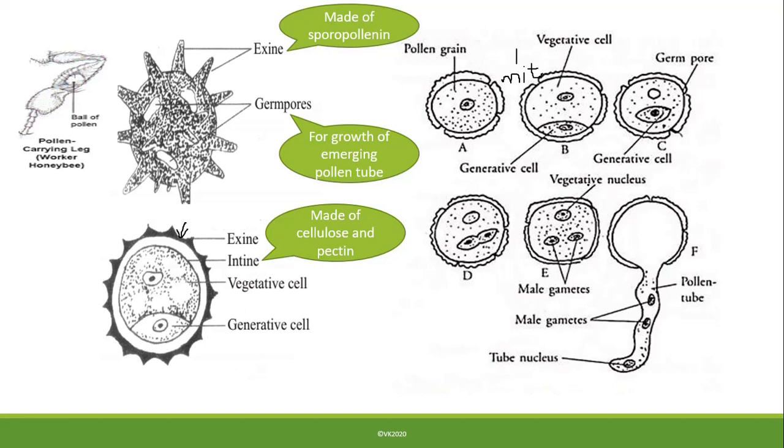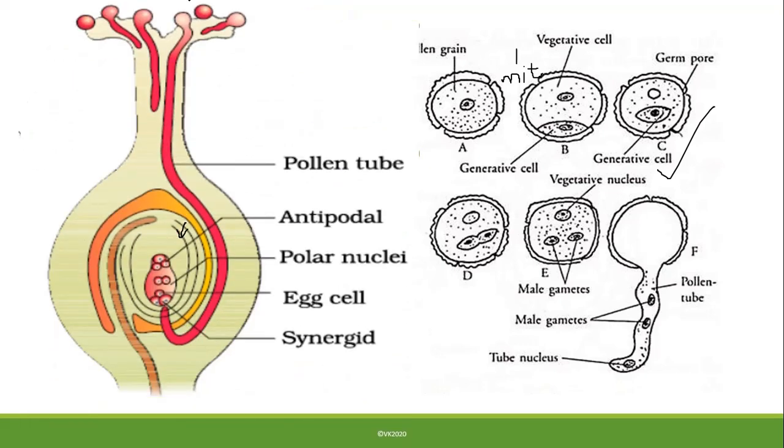Now, what happens in certain angiosperms is that dehiscence occurs at this stage, and this can go and fall onto the stigma of a female reproductive part, the stigma of a gynoecium.